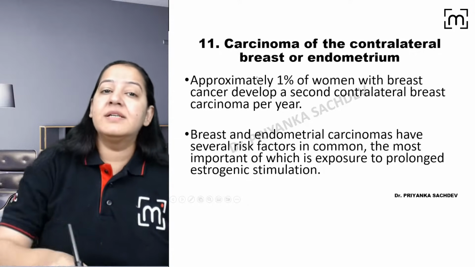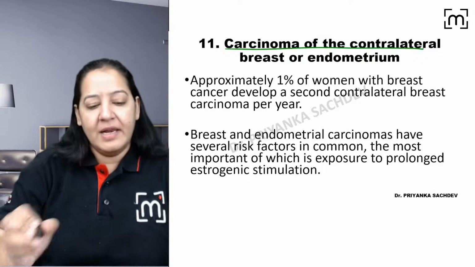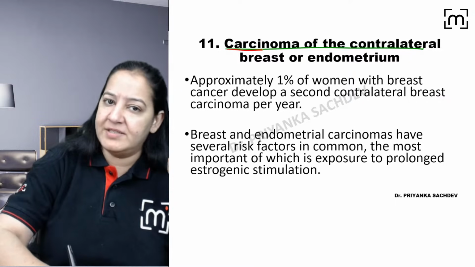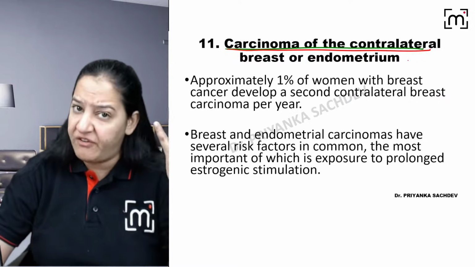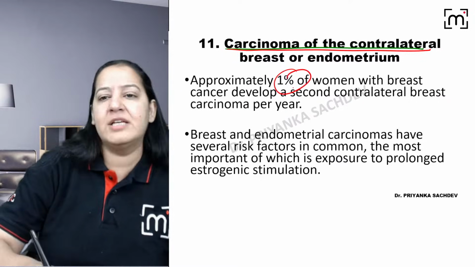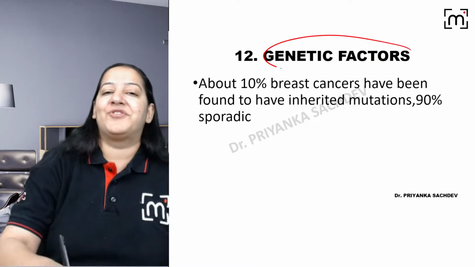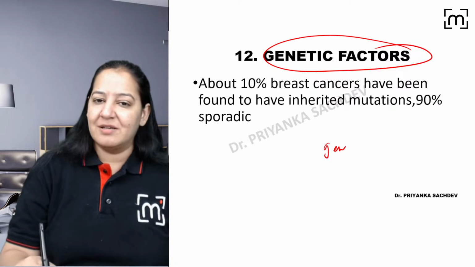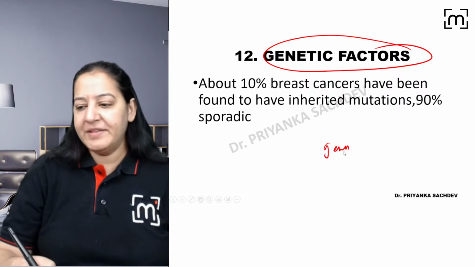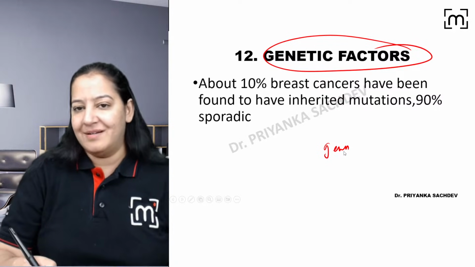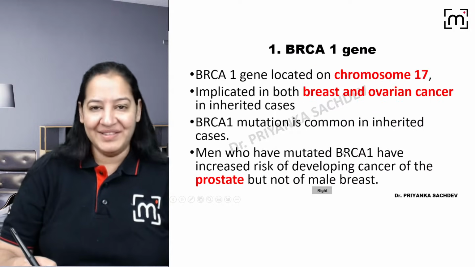The next is carcinoma in one of the breasts. The lady who has carcinoma in one breast, right or left, in future has high chances of, or about 1% of the ladies will have cancer in the other breast also. And the last is the genetic mutation. Can you tell me the name of the genes which get mutated? There are 3 genes.